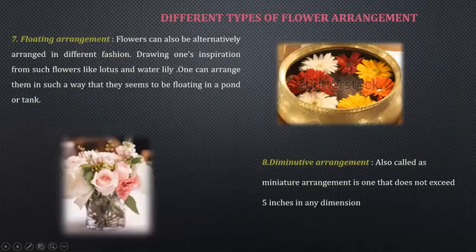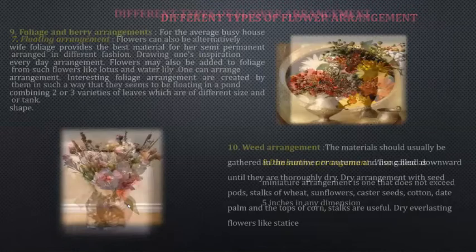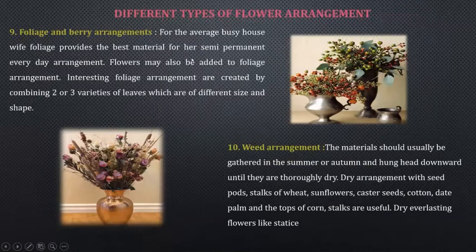Here the flowers are arranged in a floating style. Normally flowers like lotus and water lily can be used here. This looks like flowers floating in a pond or tank. Next is the diminutive arrangement, also called a miniature arrangement. Here the arrangement does not exceed 5 inches in any dimension. Next is foliage and berry arrangement.